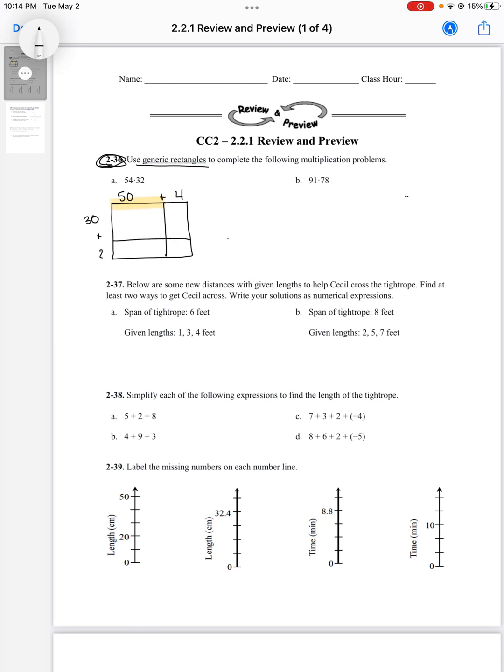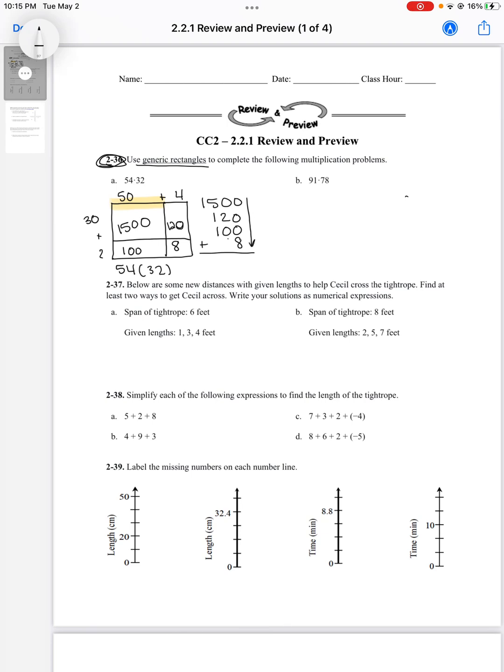And then I multiply, I find the area of each rectangle inside. So 3 times 5 is 15. Because it's 30 times 50, I have to put those 2 zeros in. 30 times 4, well, 3 times 4 is 12. And then because I'm multiplying by 30, it's 120. 2 times 50 is 100. And 2 times 4 is 8. I then add all these products together to get my final product. So I know what 54 times 32 is. So I have 1,500 plus 120 plus 100 plus 8.